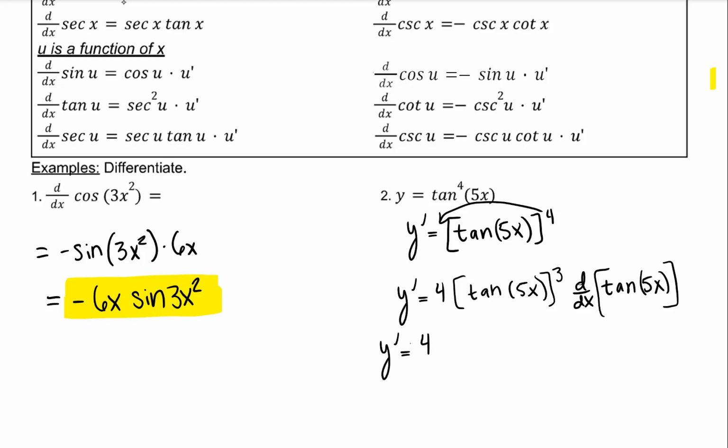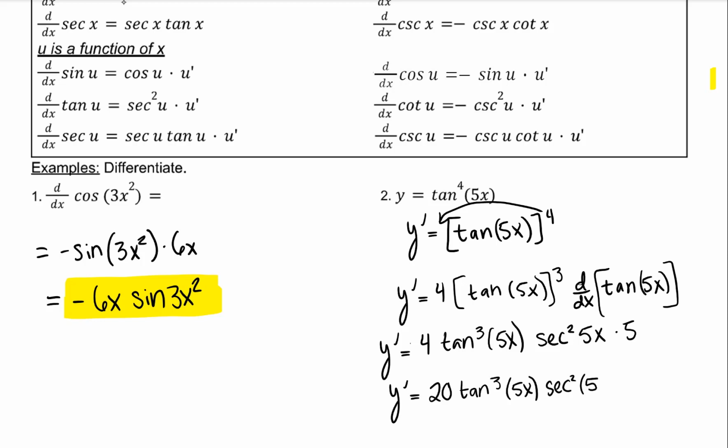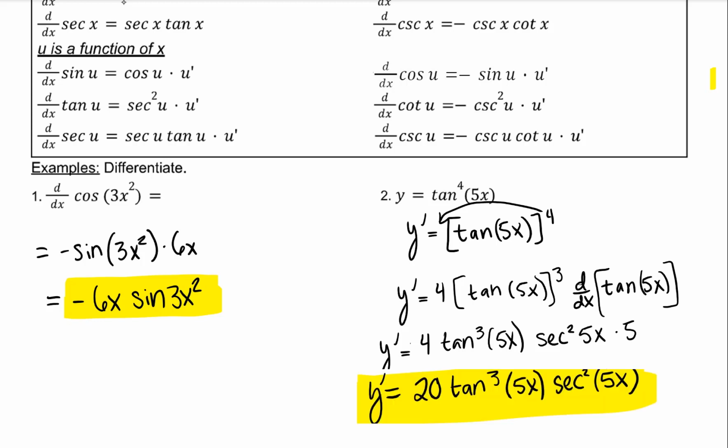The derivative of tangent 5x is secant squared u, which would be 5x, times u prime, 5. Multiply 4 and 5. And we have our answer.